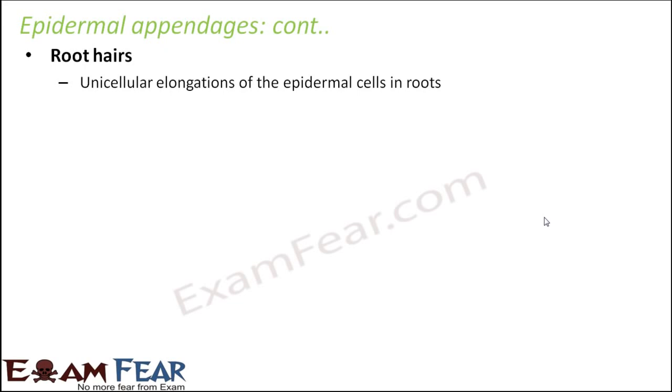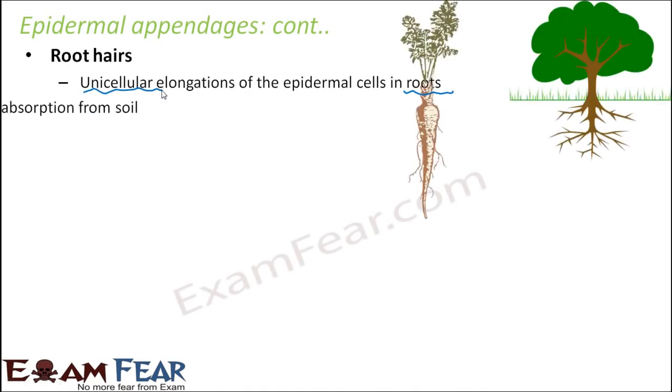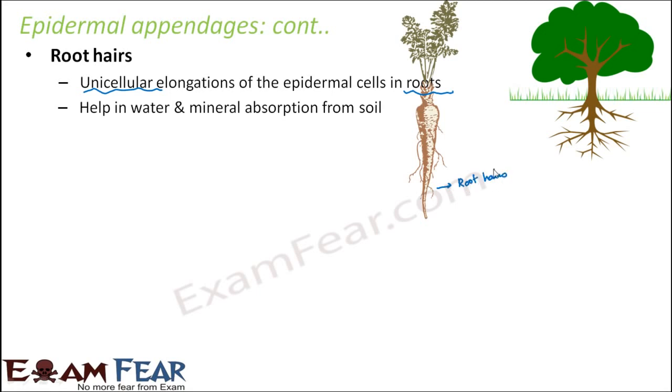These are unicellular elongations of the epidermal cells in roots. So two important points to be noted here. Since they are root hairs, obviously they are in roots, and these are unicellular, made up of a single cell. Somewhat like this. Here you can see for a big tree, they will be somewhere like this, and for these kinds of roots, you see small hair-like structures. These are nothing but root hairs. Now what is the purpose of root hairs? They help in water and mineral absorption from the soil. Through these thin tiny structures, you absorb a lot of water and minerals.